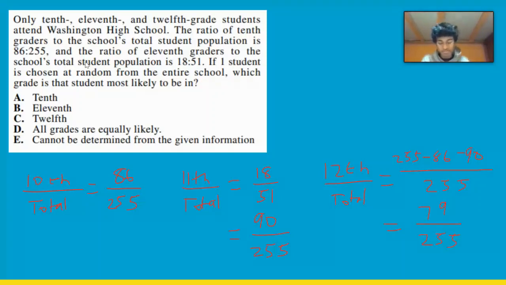So now we have ratios of 86 to 255, 90 to 255, and 79 to 255. So if one student is chosen at random, they will most likely be in 11th grade, right? Because 90 over 255 is bigger than 86 over 255 and 79 over 255. So our answer is B.